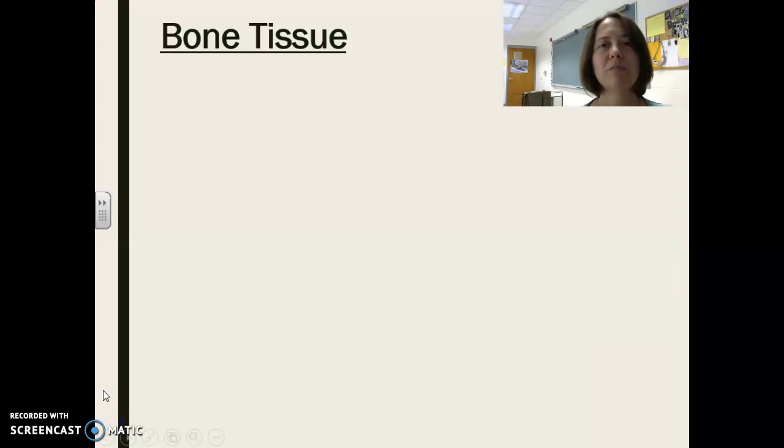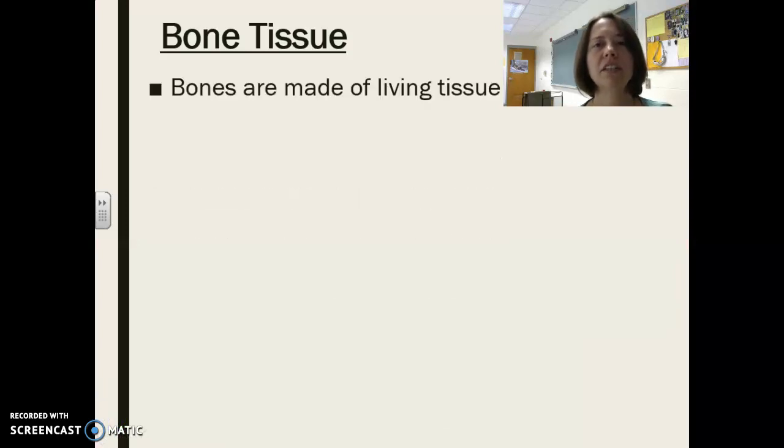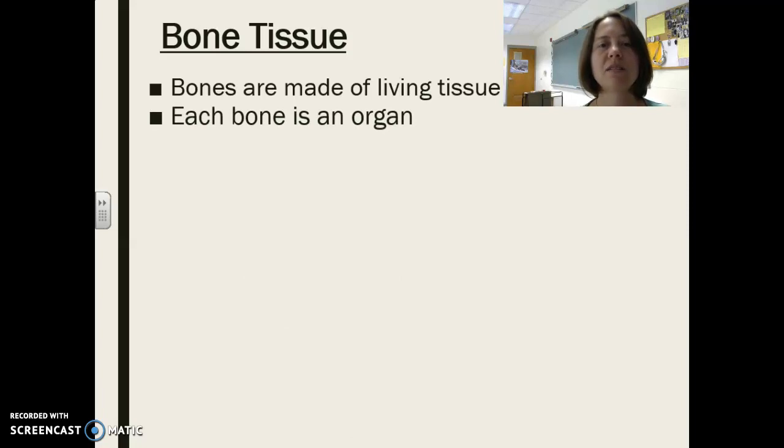So let's delve a little bit deeper into bone tissue. So bones are made of living tissue. A lot of times people think that bones are hard and dead, but they are not. Since bones are made of tissue, a bunch of different tissues, each bone is itself an organ. So this is an organ, and this is an organ, and then each one of these bones is an organ.